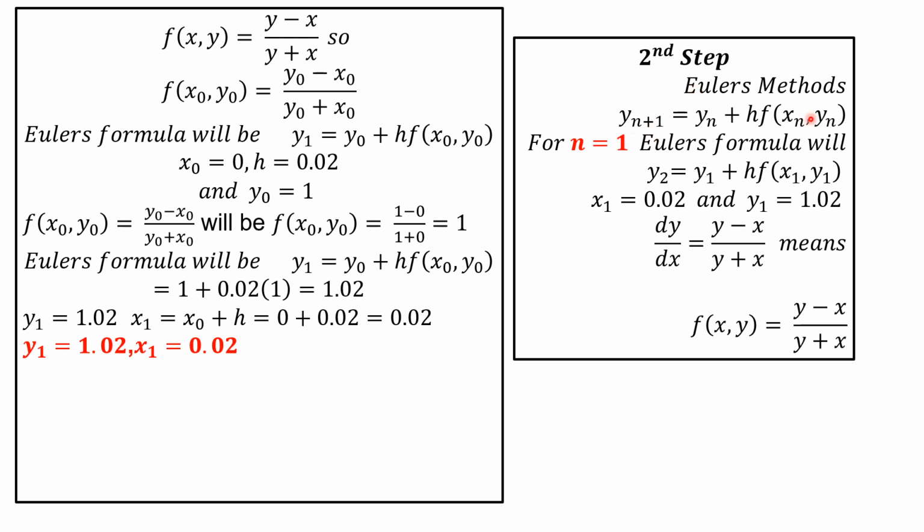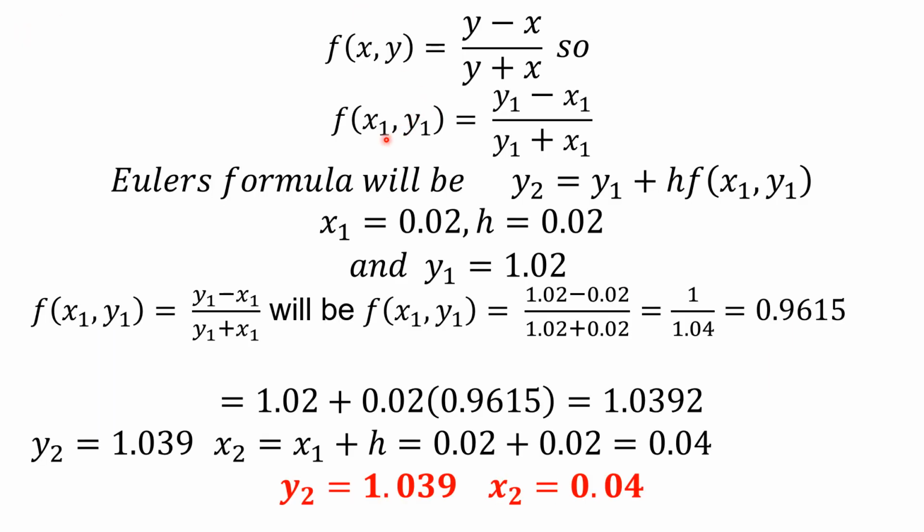Now, the second step of the Euler method is basically this one. The standard equation is here. Now, the second step is for n equal to 1, because the first step was n equal to 0. For the second step I am taking n equal to 1. So accordingly, it will be y2 equal to y1 plus h f x1 and y1. The function we know, we have written many times. f x1 y1 will be equal to y1 minus x1 divided by y1 plus x1.